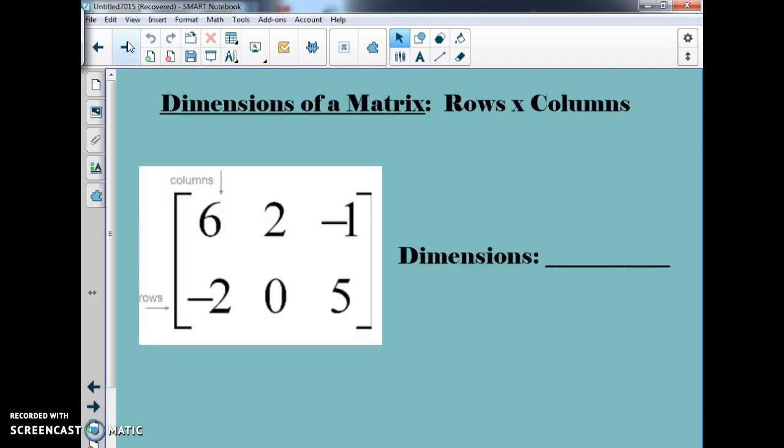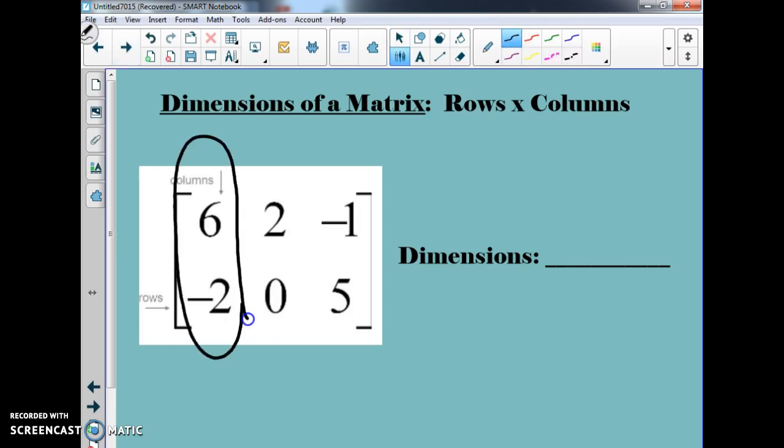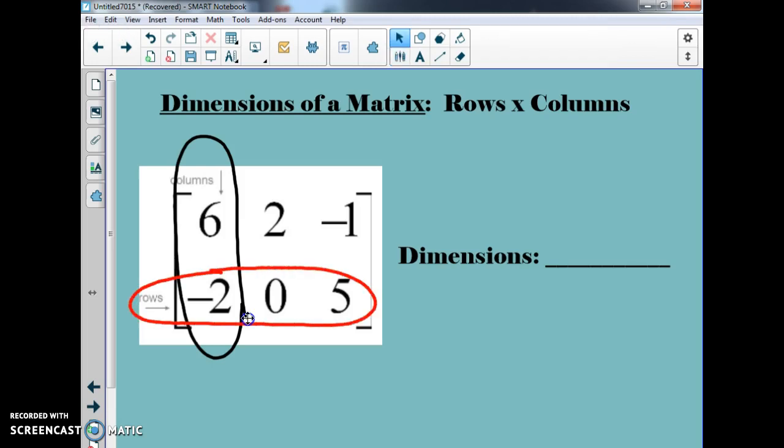All right, the dimensions of a matrix are the rows by the columns, okay? So just so you remember, columns are up and down, they're vertical. This would be a column, and these are rows, okay? So just so we're aware of that.